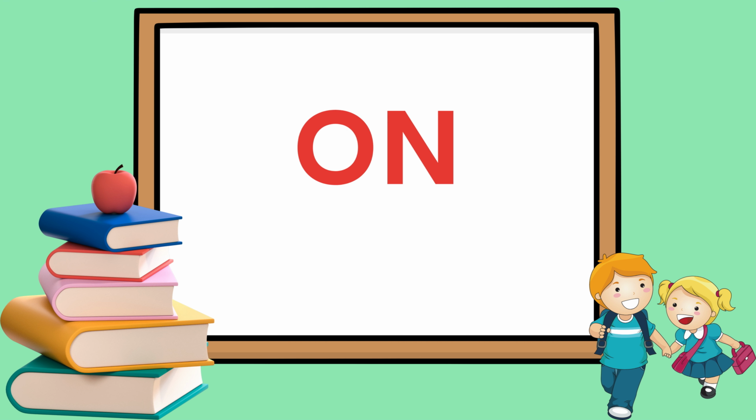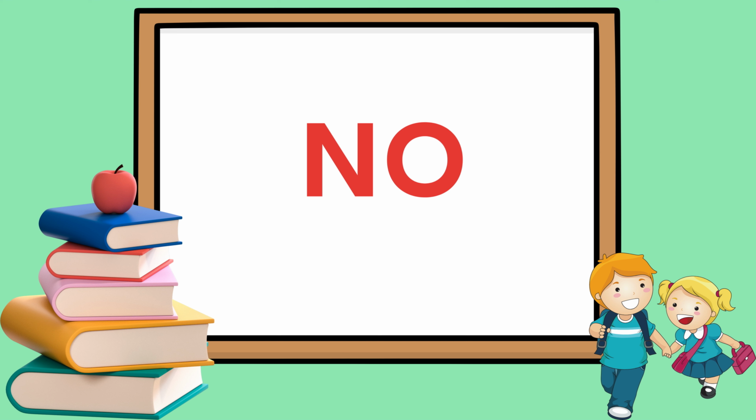Now let's learn another two-letter word. This one is on. On is a word that we use to talk about where something is. For example, the book is on the table. Next we have no. No is a word that we use to say not. For example, no, I don't want to play.